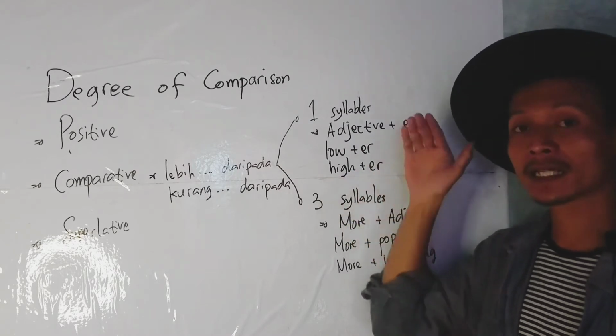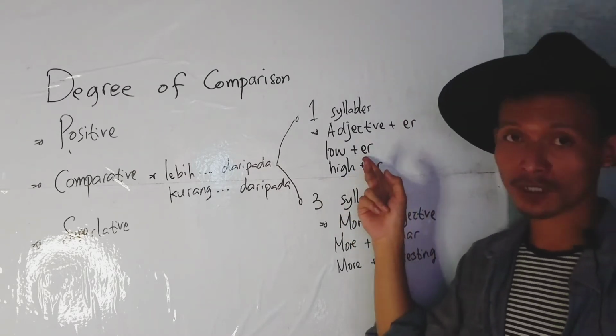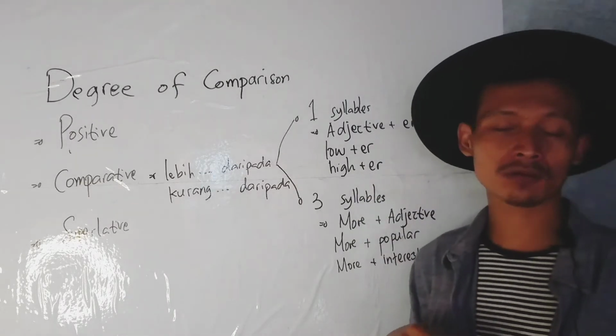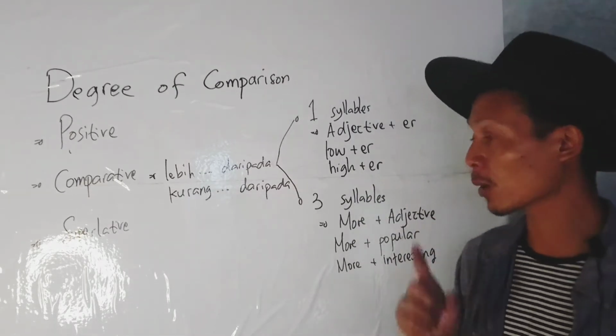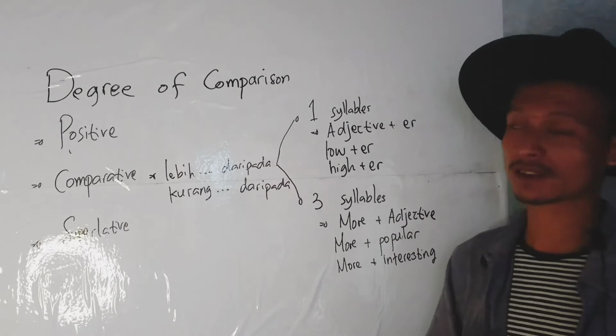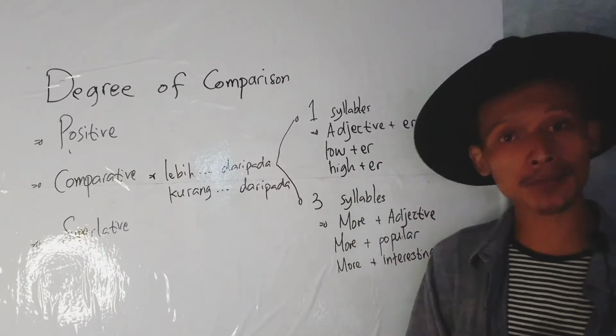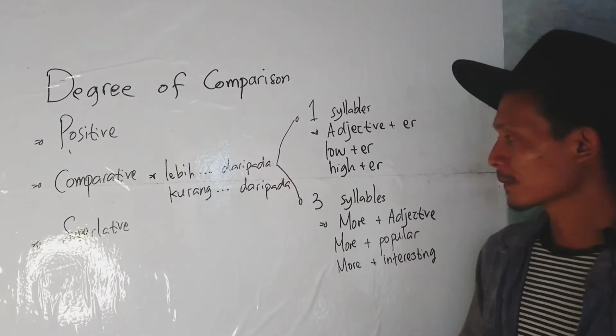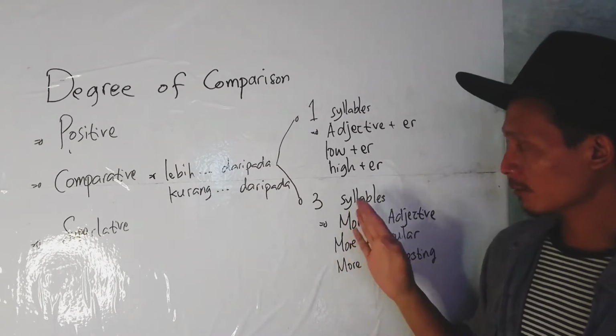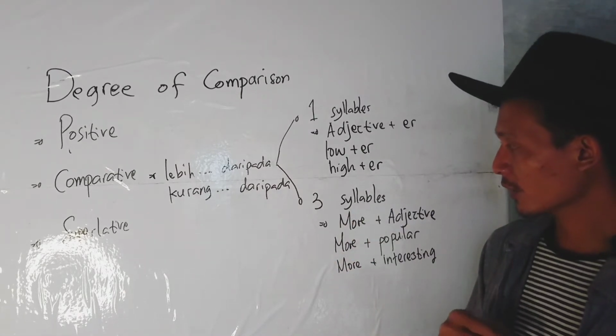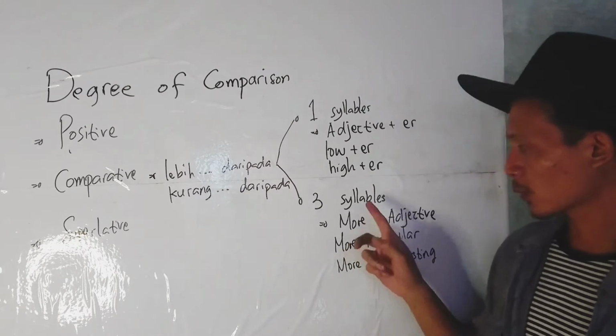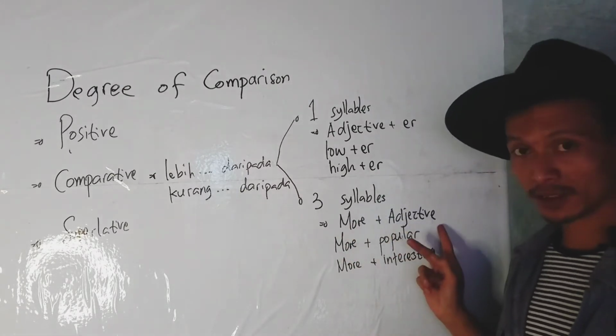Higher, lebih tinggi. Jadi er ini sudah berarti lebih. So you don't have to write more, lower, for instance, karena er di sini sudah berarti lebih. Okay? And then now for the 3-syllabic words, we need more plus adjective.